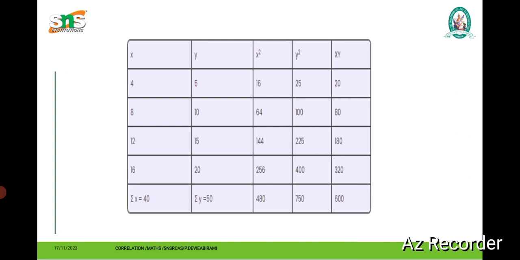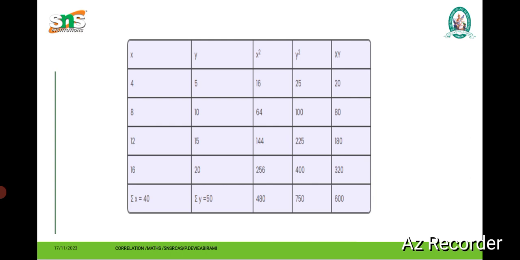Similarly, we have to calculate the y square value by squaring each and every value in y. The last column is xy. Xy means we have to multiply both x and y values. In the first variable x, we have 4. In y, we have 5. So 5 fours are 20, 8 tens are 80, 12 fifteens are 180, 16 twenties are 320. Altogether this gives a sum value of 600.